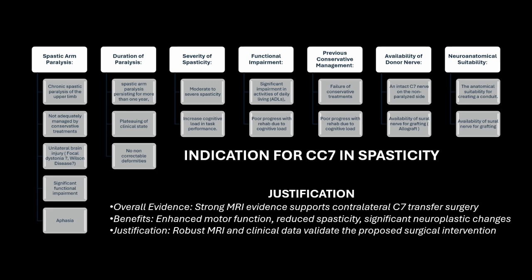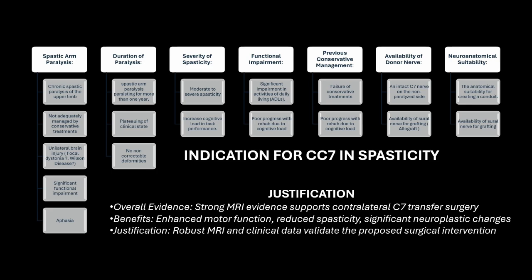So once the contractures are formed, the effect of any form of nerve surgery is going to be reduced, and I would wait for a plateauing of the clinical state before offering surgical intervention in the form of contralateral C7. All the deformities should be correctable with relaxation. If there are fixed contractures, then this may not be the surgery of choice.